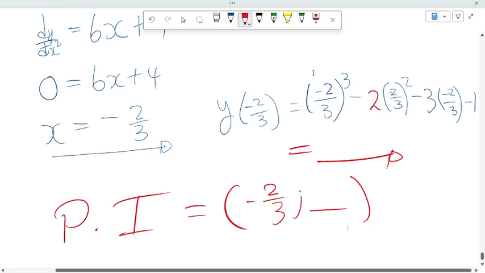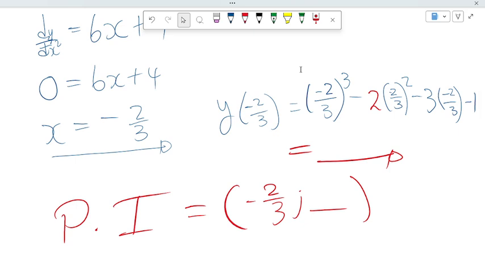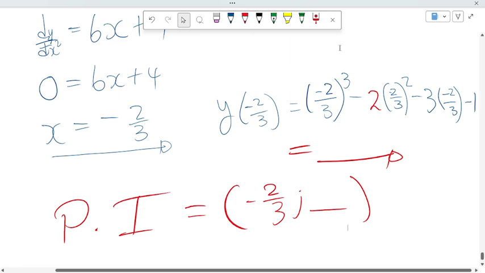So those are the steps. To find the turning points, you differentiate once. To find the point of inflection, you differentiate twice. So that's it. And the shape tells you everything you need to know. Okay, thank you.